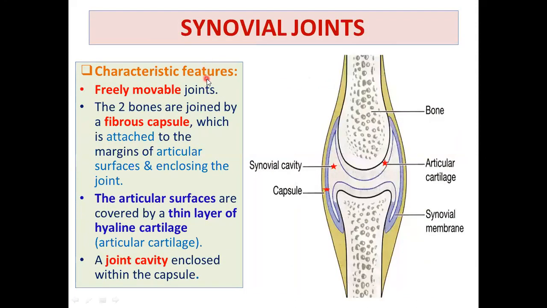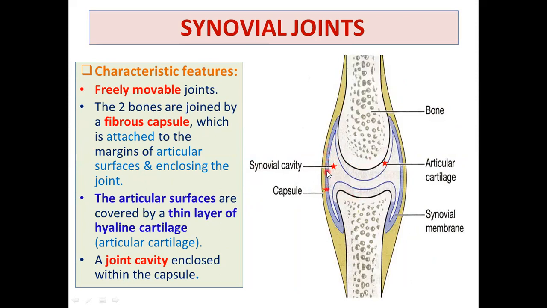Now, the characteristic features of the synovial joint: these are freely movable joints because the two bones are joined by a fibrous capsule which is attached to the margins of the articular surfaces and encloses the joint. So there is a capsule. There are articular cartilages.